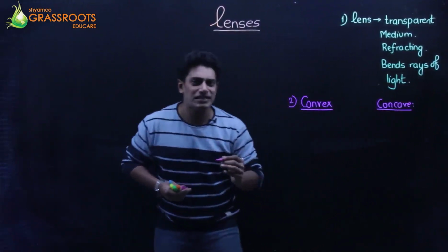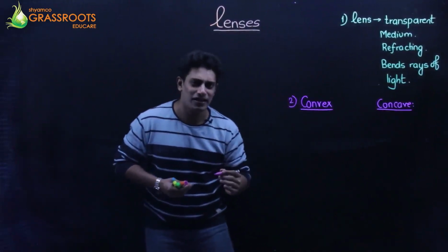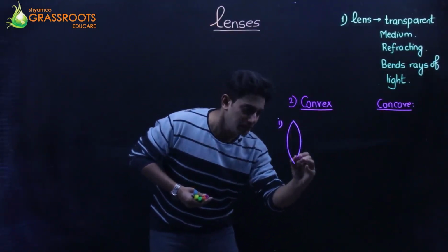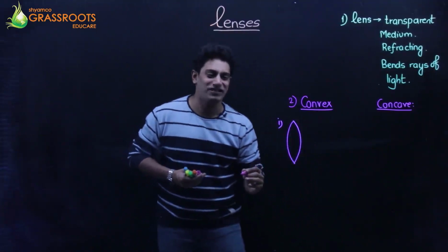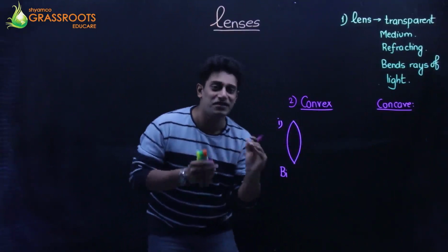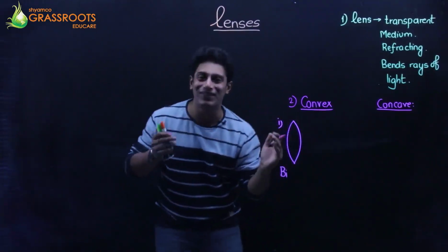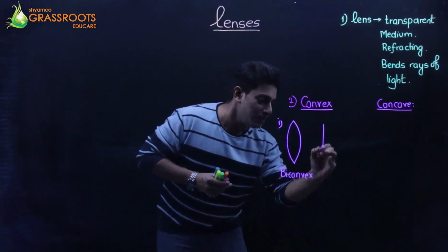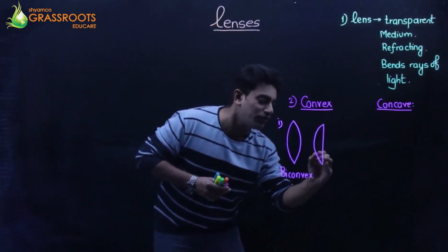अच्छा, convex lens है ना, कुछ इस तरह से दिखेगा. First, we call this as a biconvex lens. Bi मतलब दोनों. Both the surfaces are outward bulging surfaces. So it is a biconvex lens. This is called a plano-convex lens.